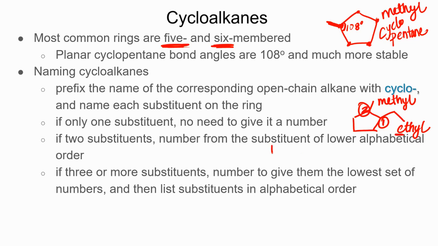And so then you would have 1 ethyl, 2 methyl, pentane rather. We're on pentane now. Okay, if there are 3 or more substituents, you're going to number to give them the lowest overall set of numbers.